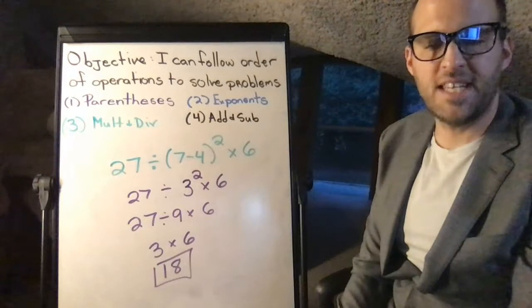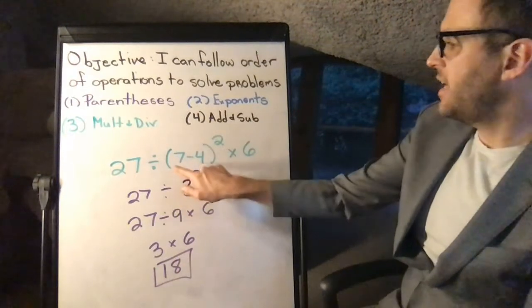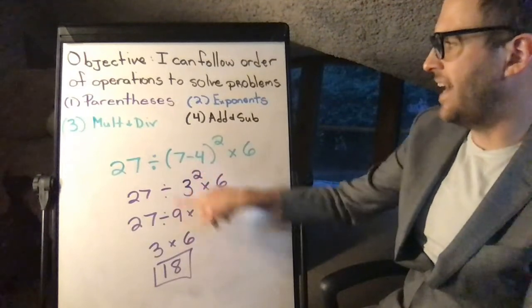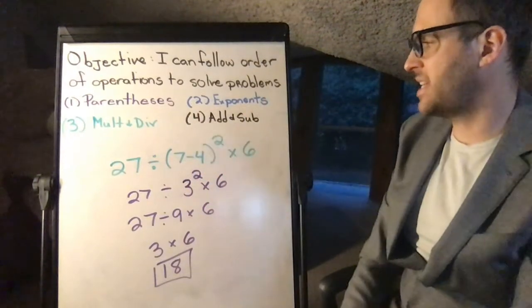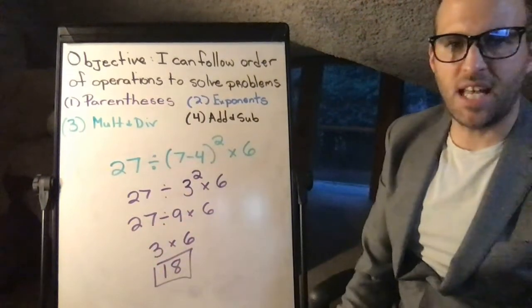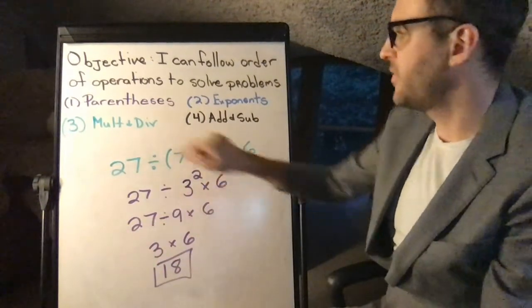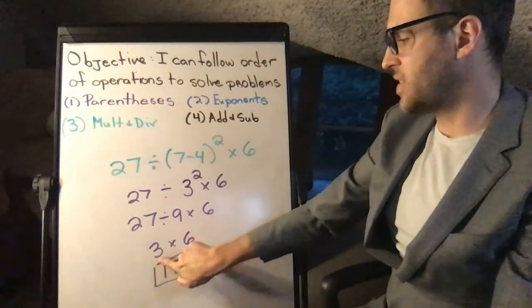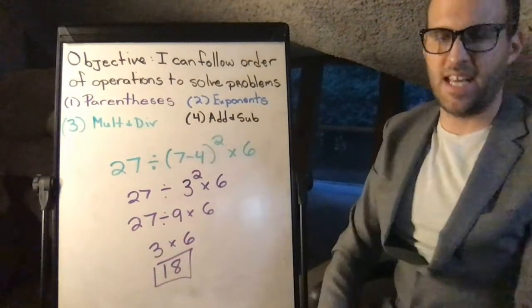Should have ended up with 18 for an answer, friends. In the parentheses, 7 minus 4 is 3, and 3 squared is 9. So again, that takes care of our parentheses and exponents. Here we have division and multiplication in the same spot, in the same line. Have to go from left to right. 27 divided by 9 is 3, and then 3 times 6 is 18.